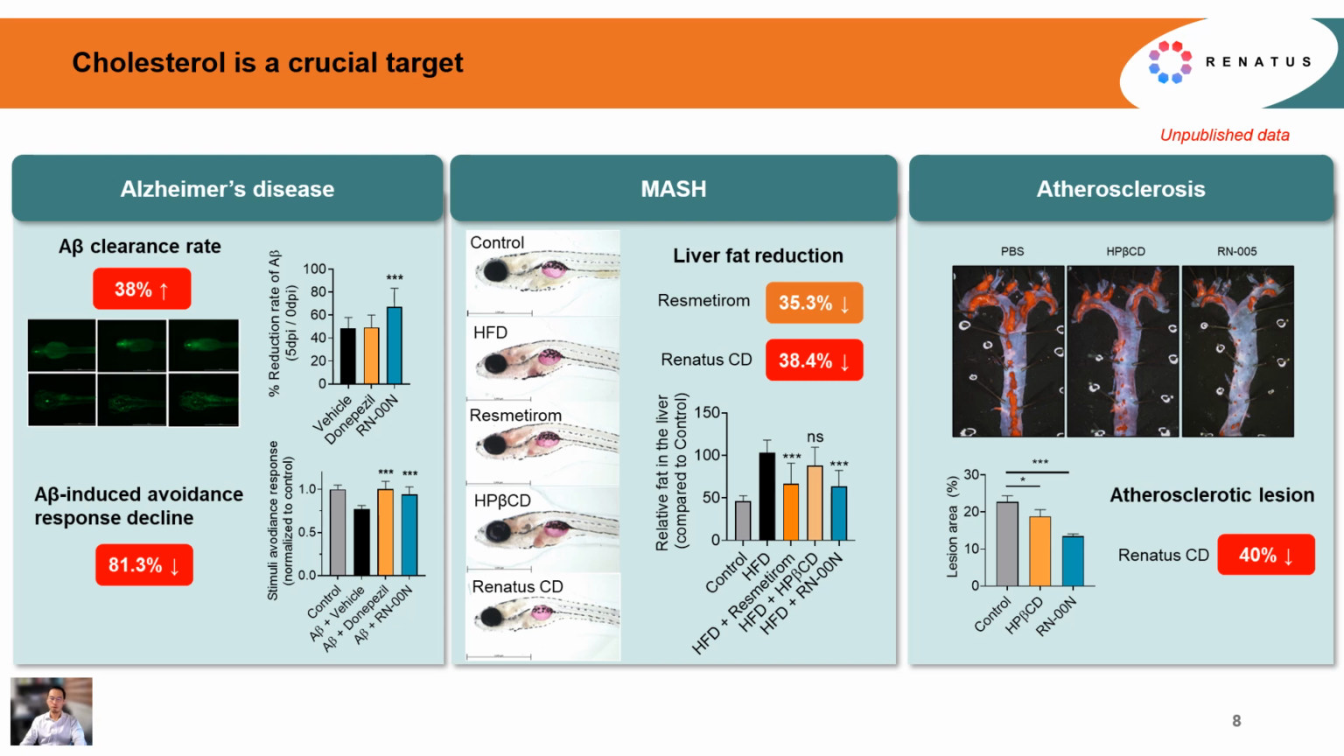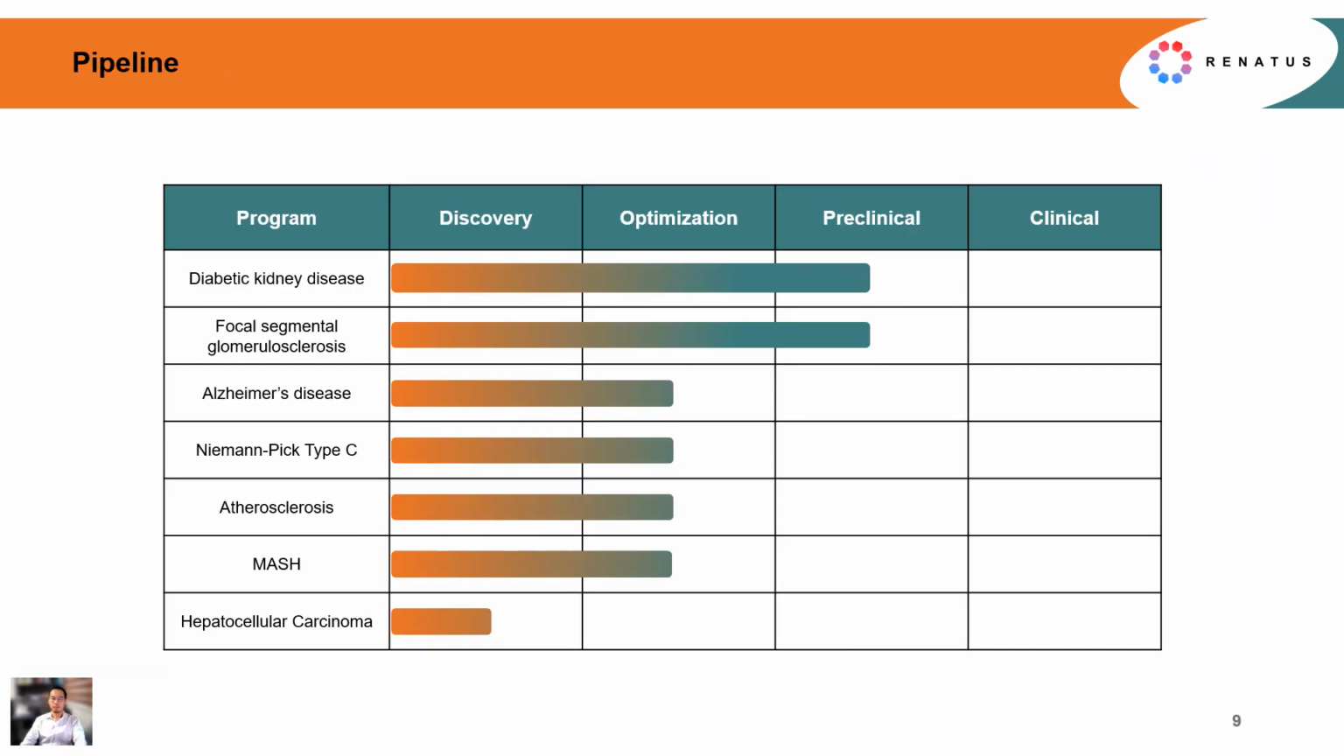In atherosclerosis, a cholesterol modulator effectively inhibited plaque progression and reduced macrophage content in the plaque. Our pipeline includes a broad range of disease areas, including chronic kidney disease, Alzheimer's disease, Niemann-Pick type C disease, atherosclerosis, MASH, and cancer.